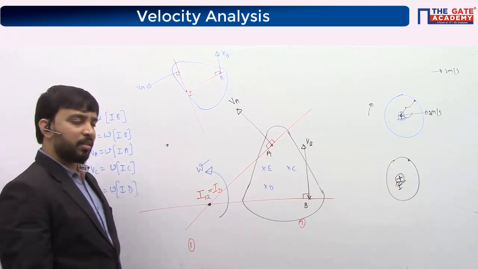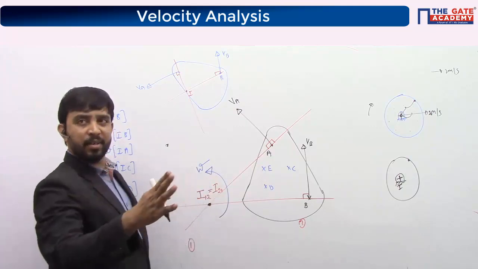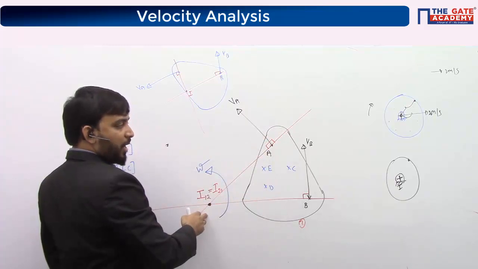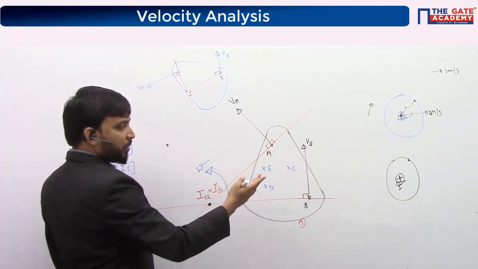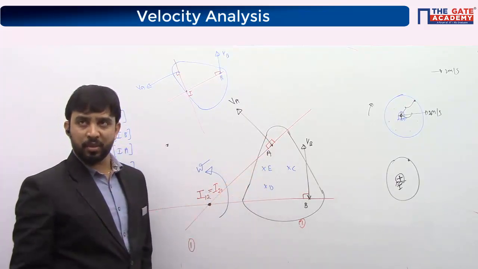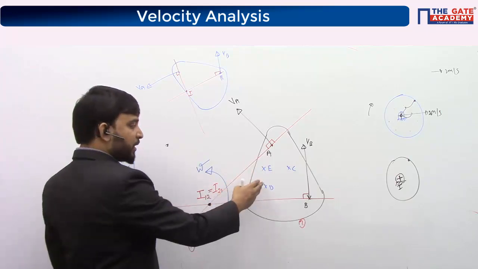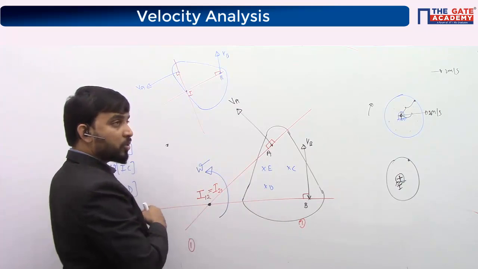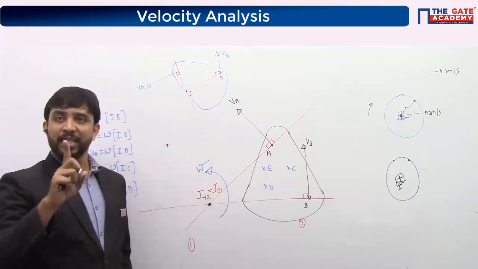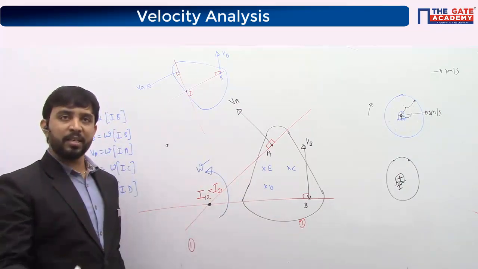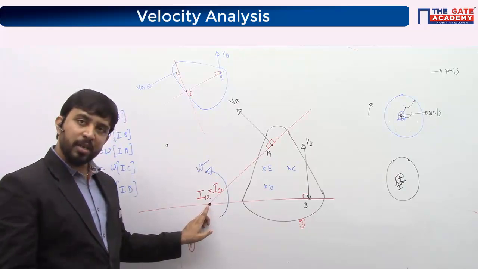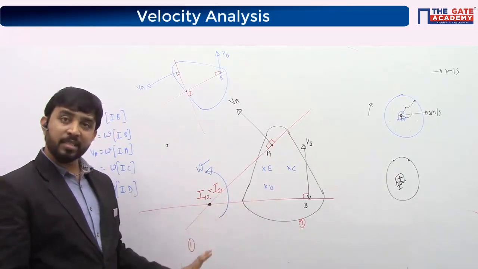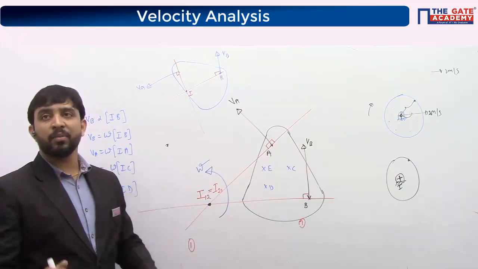And I told you that the center of rotation can lie anywhere. The center of rotation lies wherever the two perpendiculars intersect. And where the two perpendiculars intersect depends upon the orientation of the velocity vectors. The two perpendiculars may intersect on this body, or they may intersect on the board, or they may intersect outside the board. But wherever they intersect, the velocity of this point, if I consider it on this body, and the velocity of this point, if I consider it on the board, should be the same.